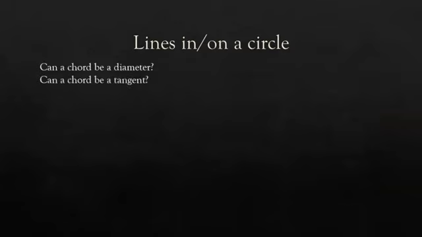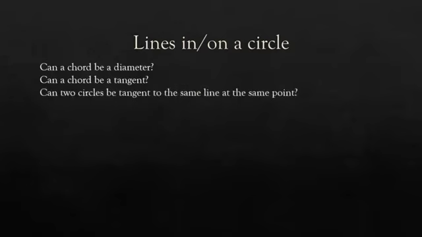Can a chord be a tangent? Remember, a chord was a line segment that touched the circle twice because its endpoints were on the circle. A tangent was a line that intersects with the circle only once. So no, a chord and a tangent could not be the same.